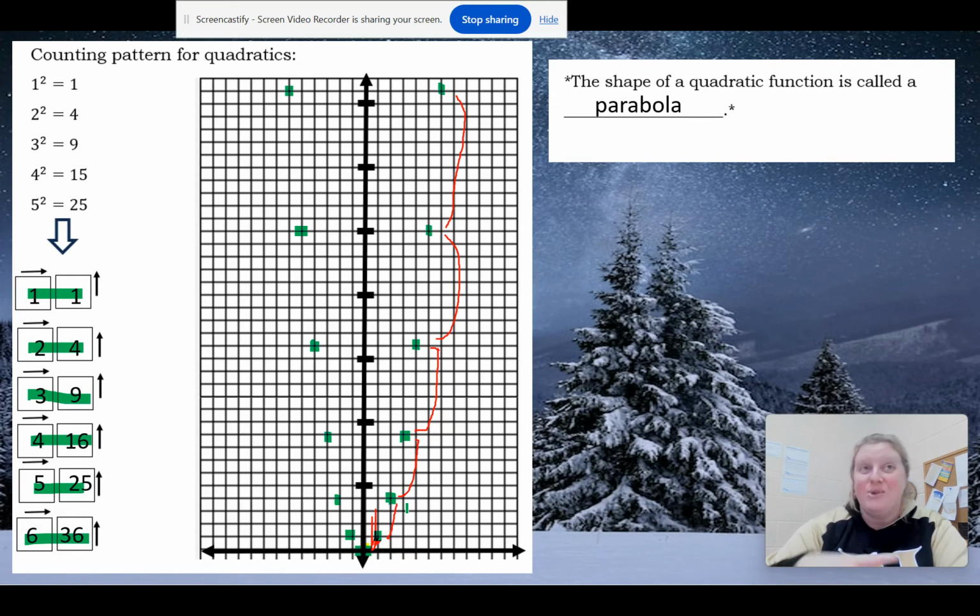Now in math we have a little bit more of a sophisticated word than saying it makes a U. The word is called a parabola. So when you see a U, that is a parabola. That's the name of the shape. So anytime you graph a problem with a squared in it, you're going to get a parabola or a U.